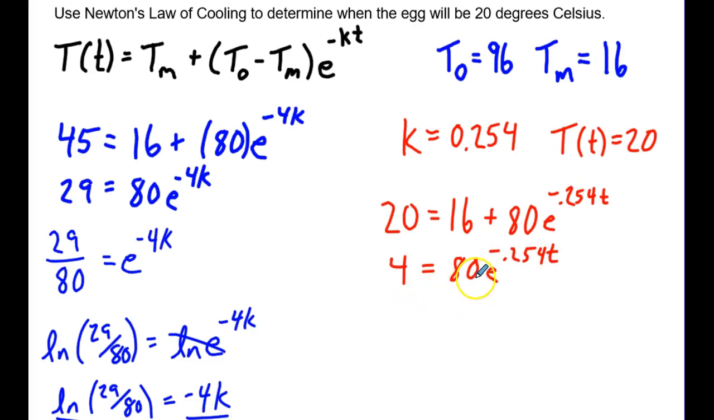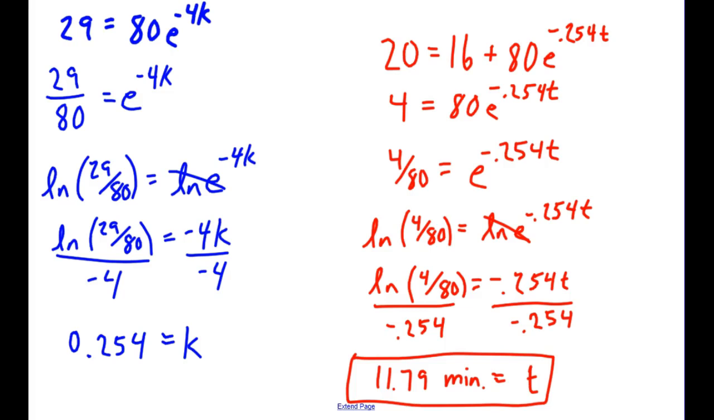Next, we would go through and divide by 80 and then take the natural log, and then we would have to divide by negative 0.254, very similar to the previous problem. So if you go through all the algebraic steps similar to what we did in the last problem and isolate for t, you get approximately 11.79 minutes. So when we started with that initial egg, it was 96 degrees Celsius, placed it in water that was 16 degrees Celsius. In almost 12 minutes, that egg would now be a temperature of 20 degrees Celsius. So that's using and applying Newton's law of cooling.